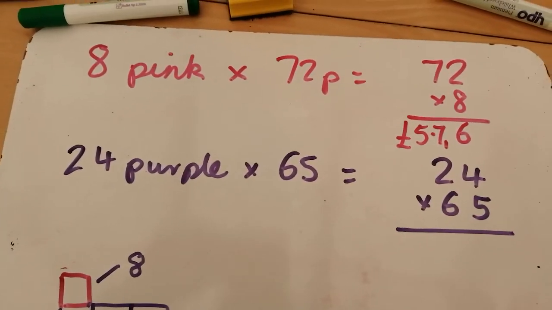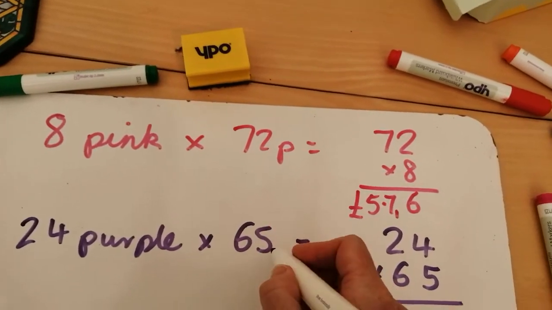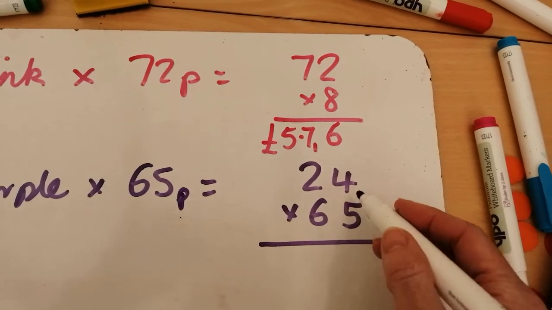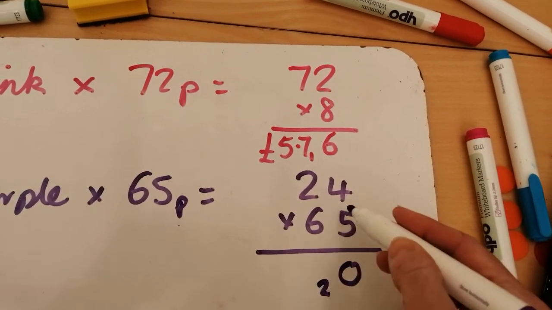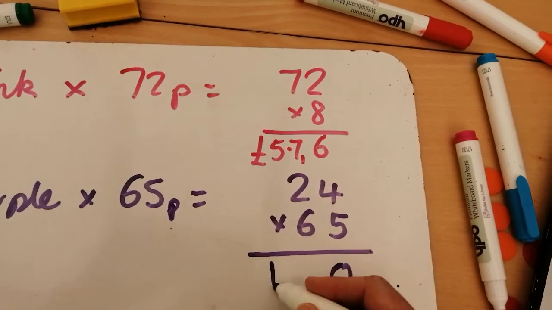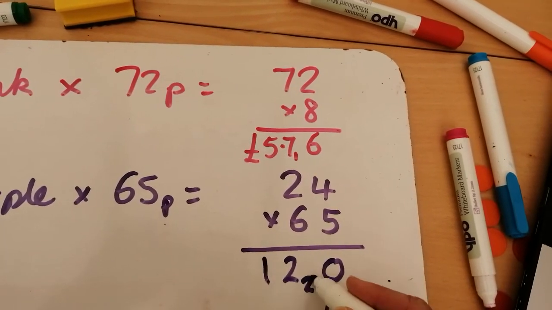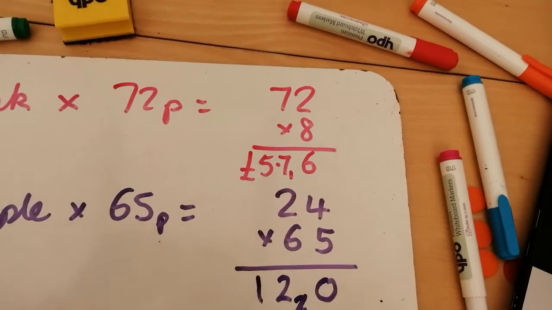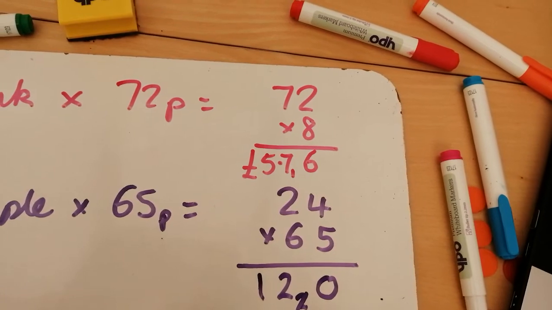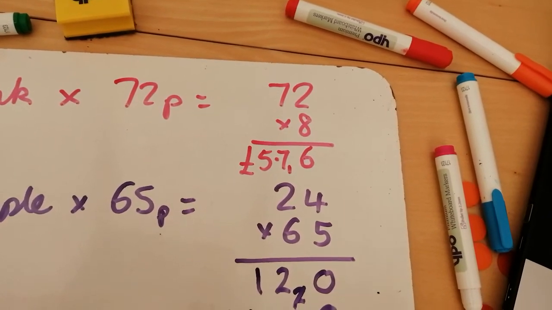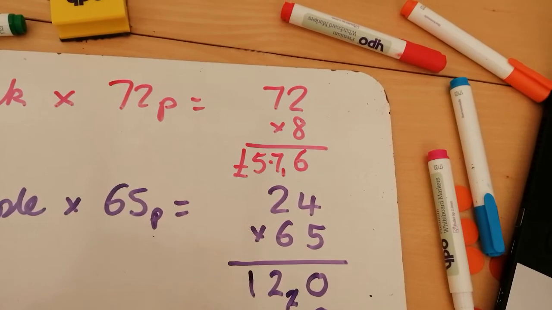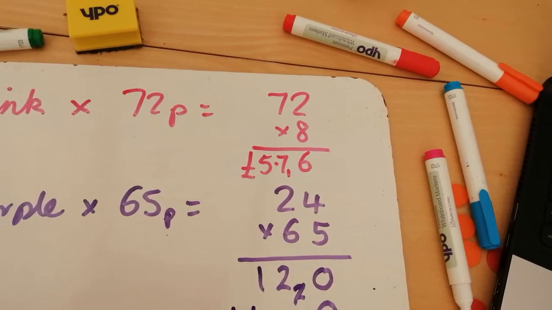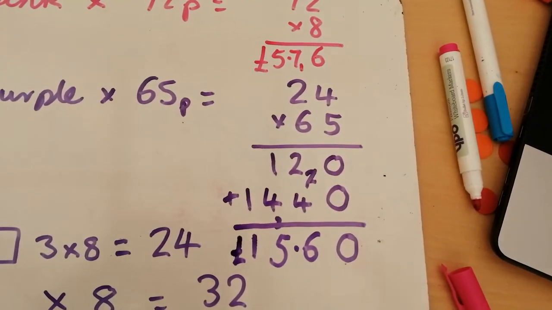And then I need 24 purple beads times 65p. Oops, got the p. So that's 24 times 65. So I'm going to start with a 5. 5 times 4 is 20. 2 times 5 is 10. Plus 2 is 12. 0 second row. 6 4s are 24. 2 6s are 12. Plus 2. Add them together. 0, 6, 5, 1. And again it's money. So I've got a total of £15.60.